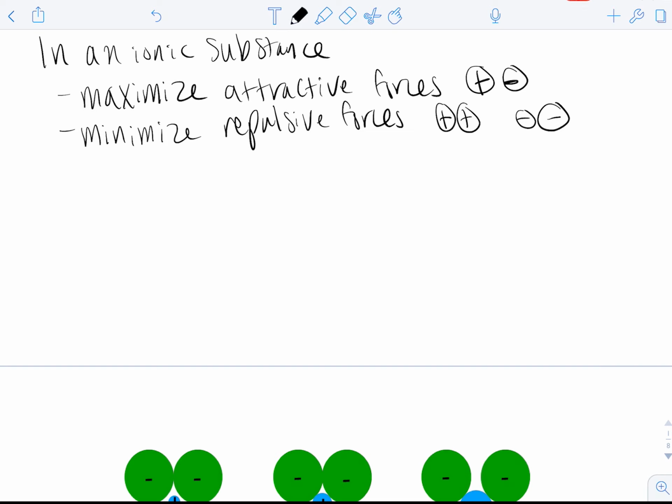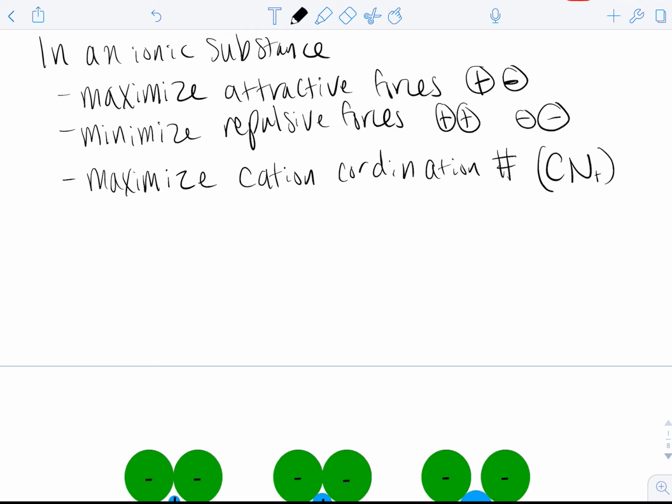So we do this by kind of maximizing the amount of anions you can get around a cation without touching our anions together. So we maximize cation coordination number. Remember, that's CN plus. While not having anions touch. Okay. So we want to minimize repulsion.